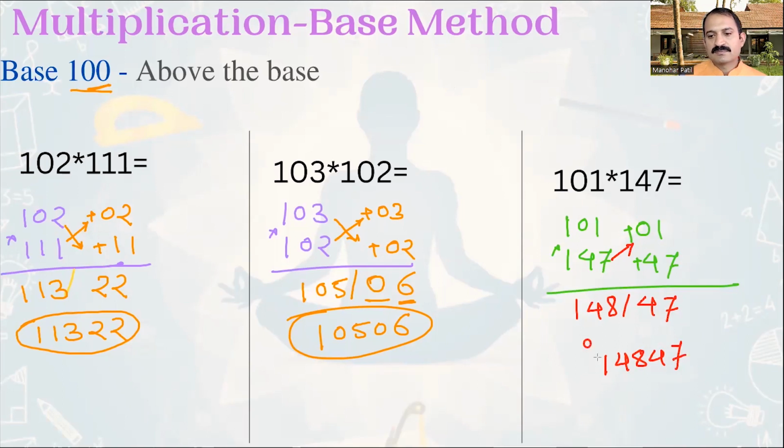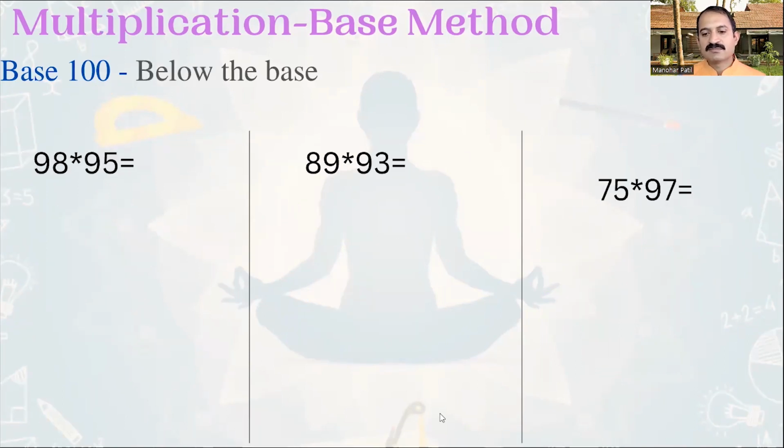Now the next case is below the base. So these numbers are just below 100. So 98 into 95. We have to write in the same manner which we did in the previous case. So 98, just below that write 95. Now the interesting thing is we have to write how much that number is away from the base. Here if you see properly, you may write it 2, but 2 is not correct. You have to write it with sign convention. So 98 is less than 100 by 2. So we have to write -2. So -2 and -5 is the correct answer.